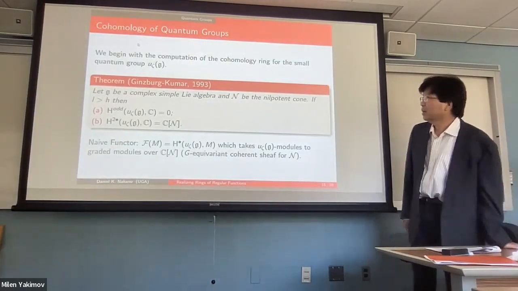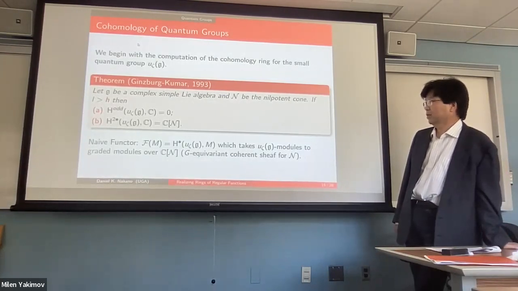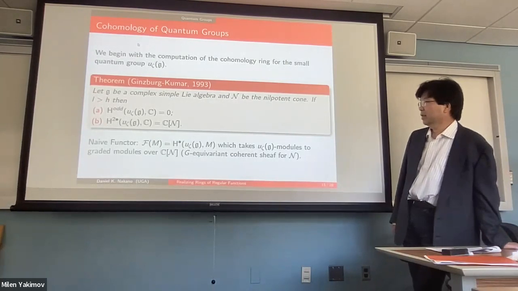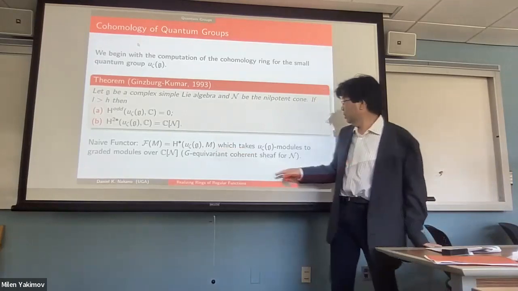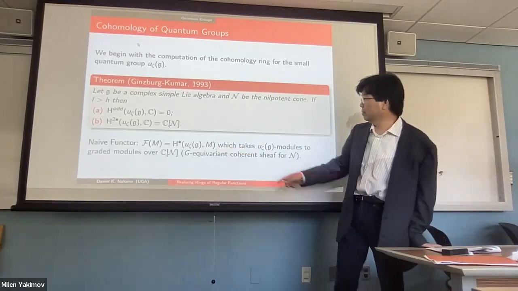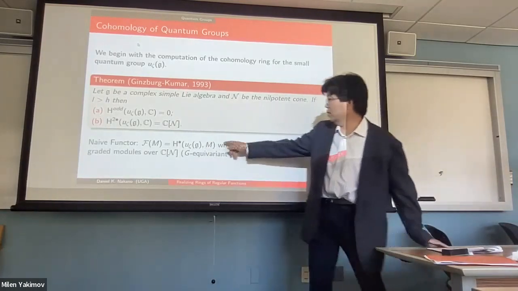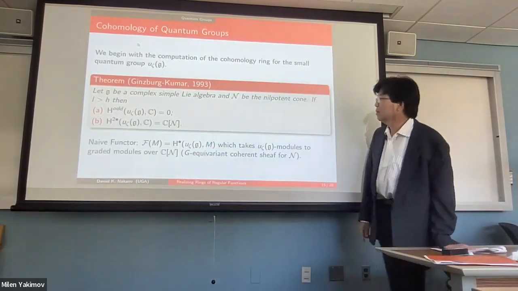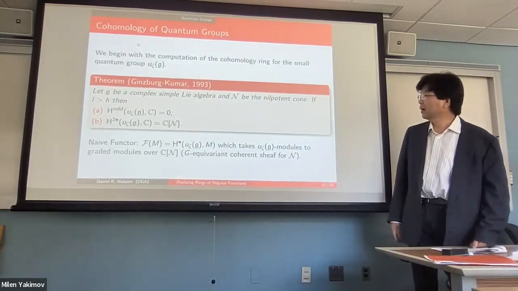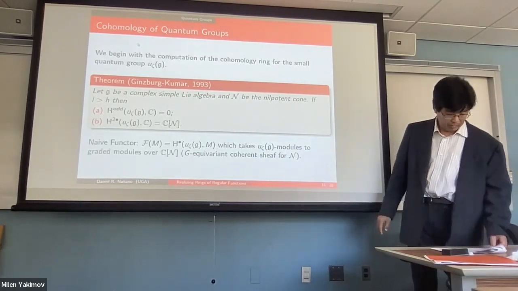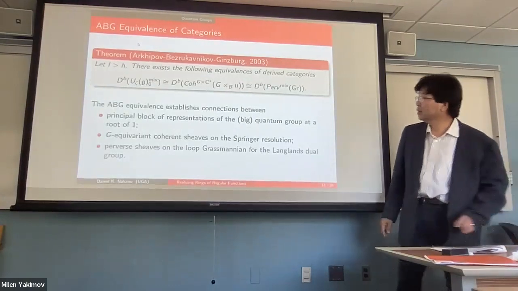And when Ginzburg and Kumar proved this, they created what was called the naive functor. Basically, the idea is that when you plug in a module for the big distribution algebra, this actually becomes a G-module, and so this is a coherent sheaf over the nilpotent cone. So this is a way to actually produce coherent sheaves over the nilpotent cone. And this will come up in a moment. Actually, it's going to come up right now.